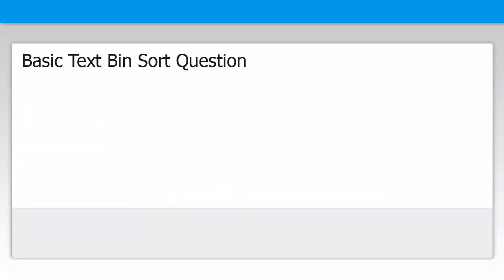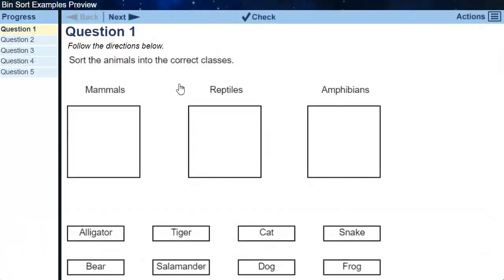In this video, we'll look at some examples of the different kinds of bin sort questions you can create. If you haven't already, you should look at the Creating a Basic Bin Sort Question video so that you understand the steps of creating a bin sort question. The simple bin sort question we'll look at first is the one created in that video. In this question, students must sort animals into animal classes.